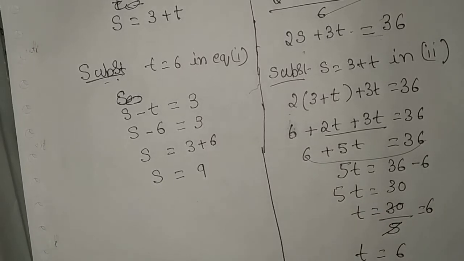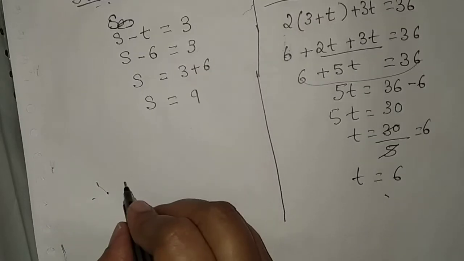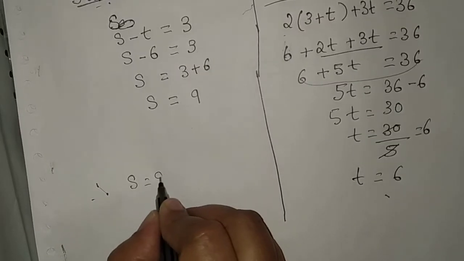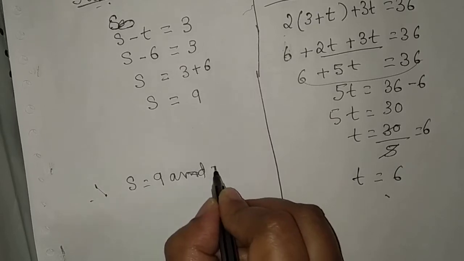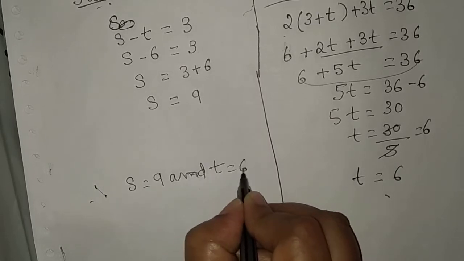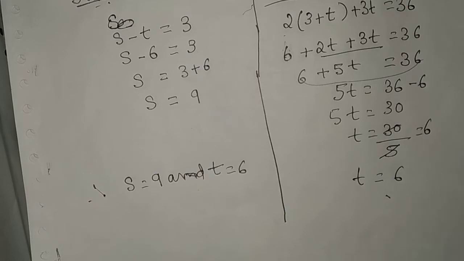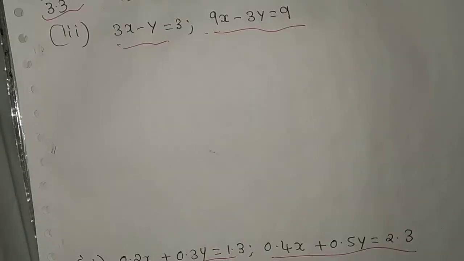Finally, what is the answer? We write s is equal to 9 and t is equal to 6. This is the solution for the second one. We move on to the third question.